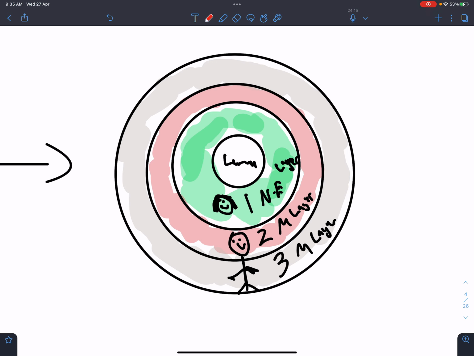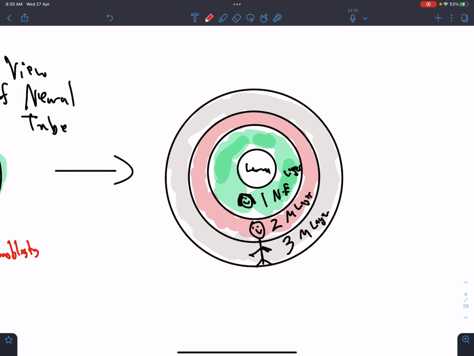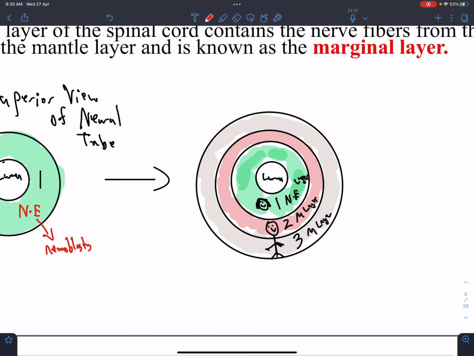And what is the marginal layer composed of? It is composed of the nerve fibers of the neuroblasts from the mantle layer. Okay, and where did the neuroblasts come from? From the neuroepithelial layer. Okay, so do you get an idea which of these layers are going to develop into what? Like, let's look at the last 2 layers. The mantle layer is going to give you the gray matter of the spinal cord. Wasn't it composed of neuroblasts? Neuroblasts are basically immature neurons. They could mature into sensory, motor, or autonomic neurons. So they'll give you the H-shaped gray matter.